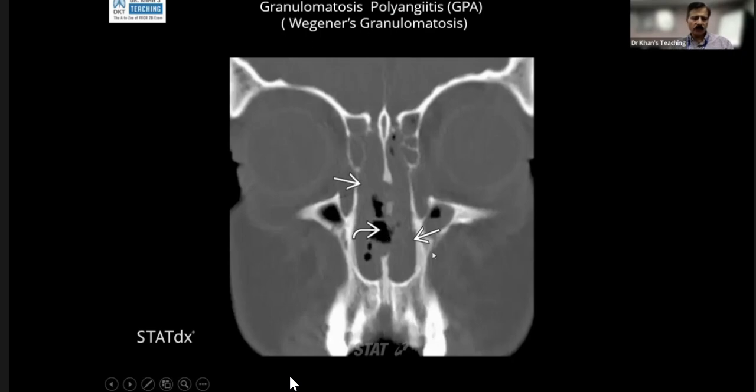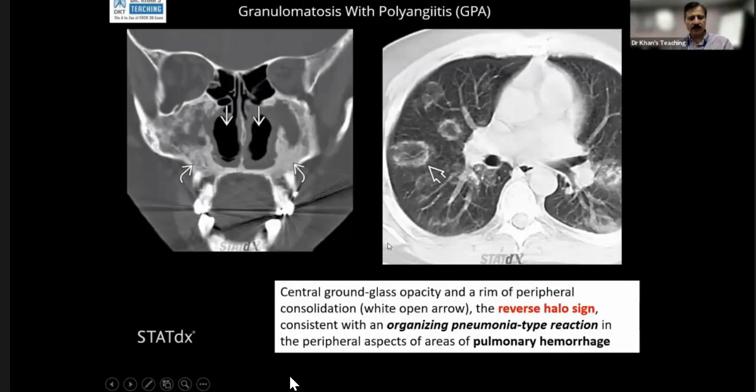I'm showing you a few examples from StatDx just so that you remember various kinds of presentations. In this, there is complete opacification of the nasal cavity, but then there is septal destruction. And look at this case. Here, where are the turbinates? They are all gone, they are destroyed. And there is hyperostosis of this destroyed maxillary sinus. A reverse halo sign due to hemorrhage in the lungs. So you can get a sort of a long case like this.